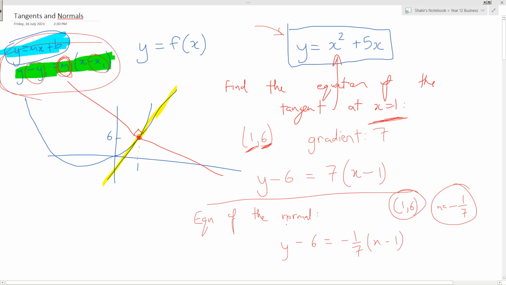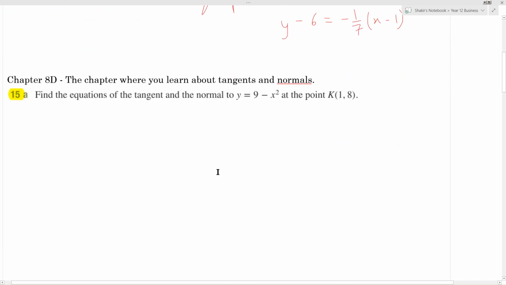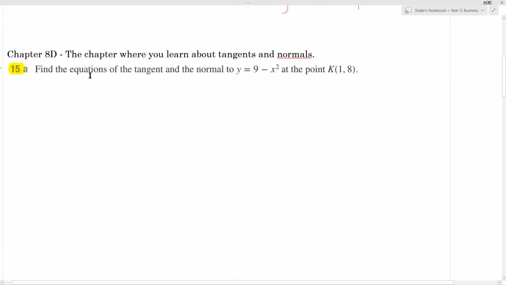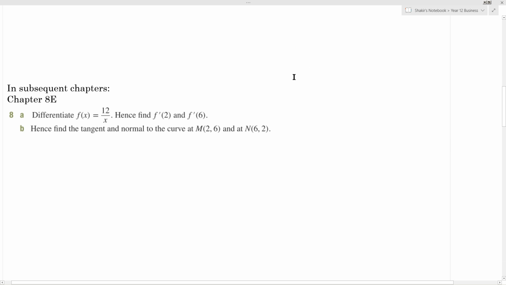Okay, and look, for some reason, I'm not really sure why, but students really struggle with this. They learn it in chapter 8D. That's when you first get exposed to it. For example, question 15, find the equation of the tangent and the normal to that curve at the point, blah, blah, blah. And students learn it in 8D, and by the time they get to 8E, they've forgotten it, even though there's a question exactly the same. Hence, find the tangent and normal to the curve at those 2 points, right?